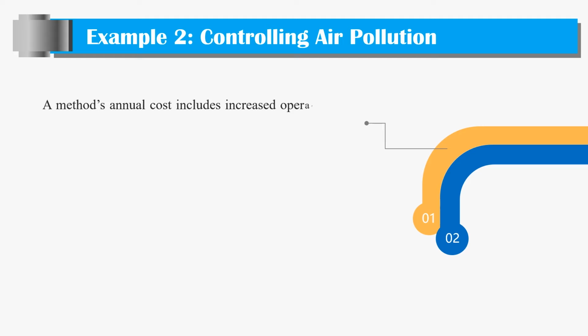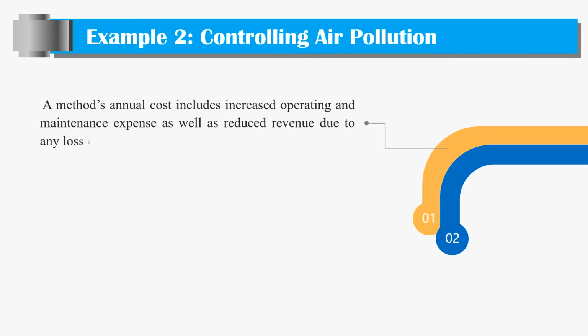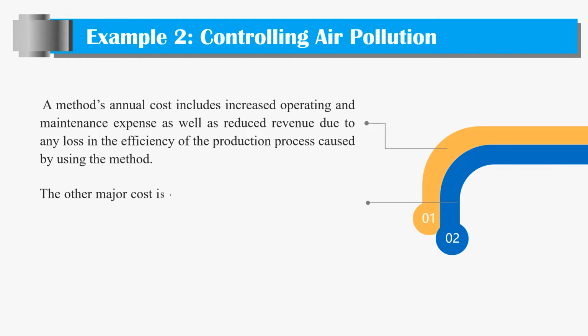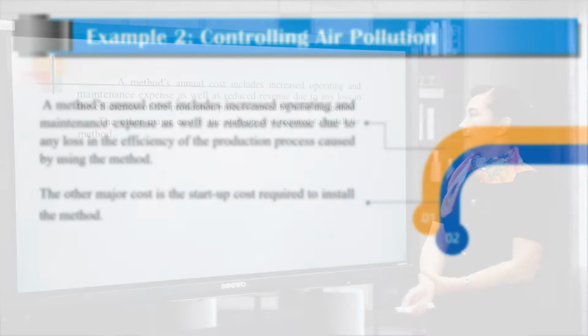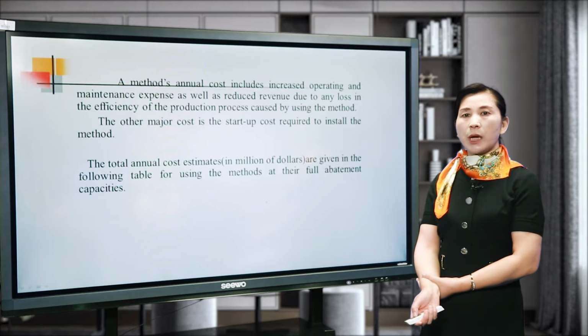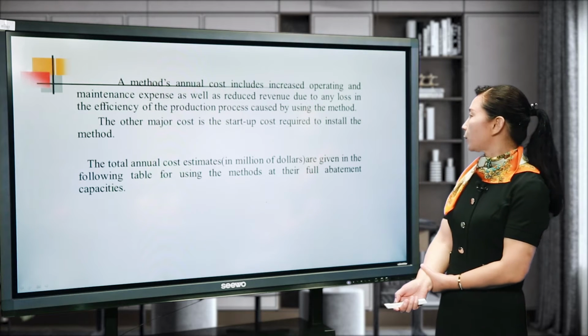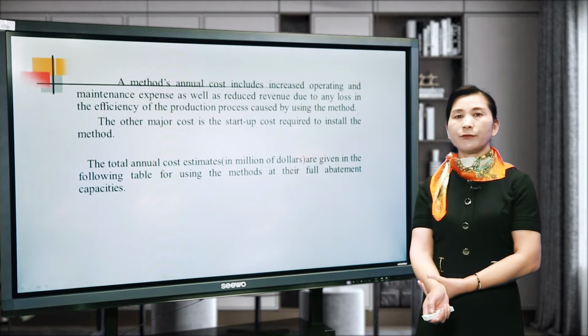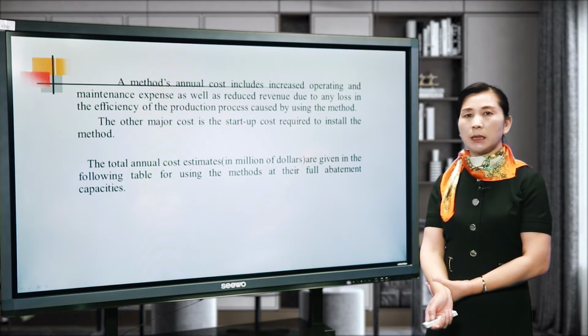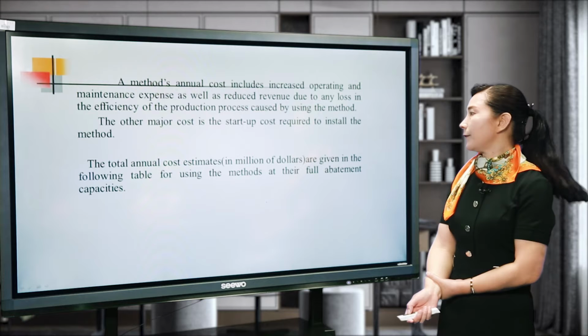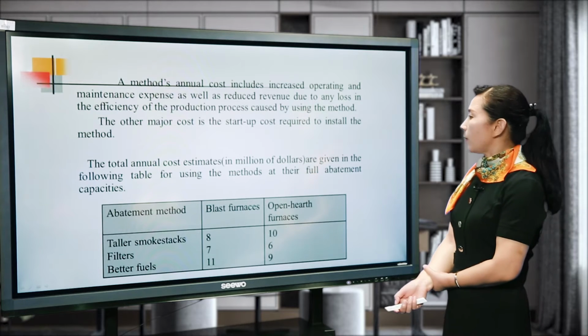A method's annual cost includes increased operating and maintenance expense as well as reduced revenue due to any loss in the efficiency of the production process caused by using the method. The other major cost is the start-up cost required to install the method. The total annual cost estimates in millions of dollars are given in the following table for using methods at their full abatement capacity.